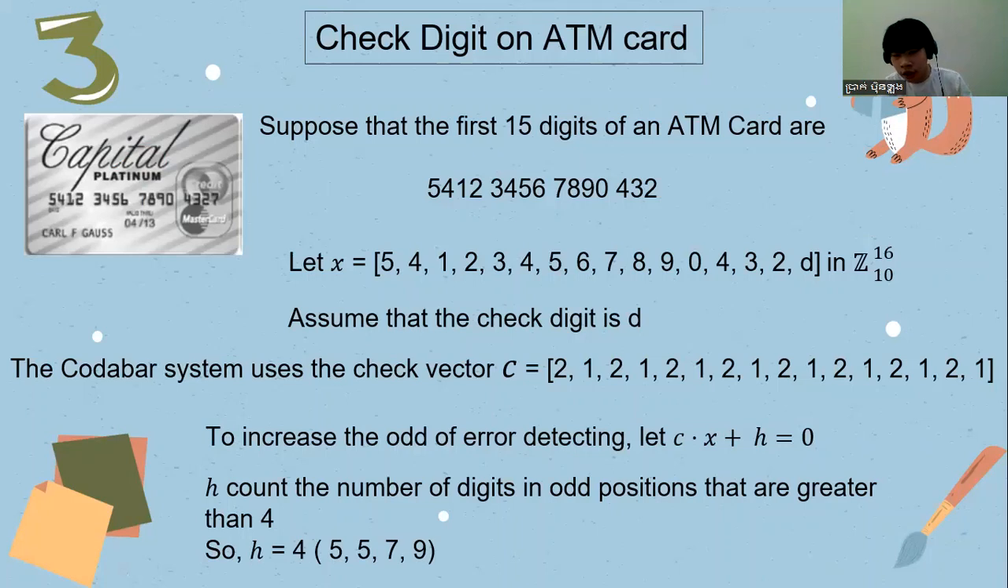The odd positions that have a value greater than 4 are 5, and then 5, 7, and then 9.